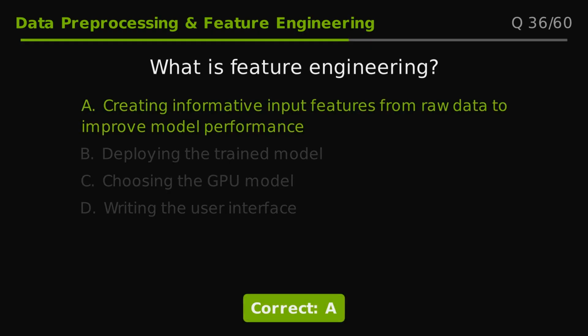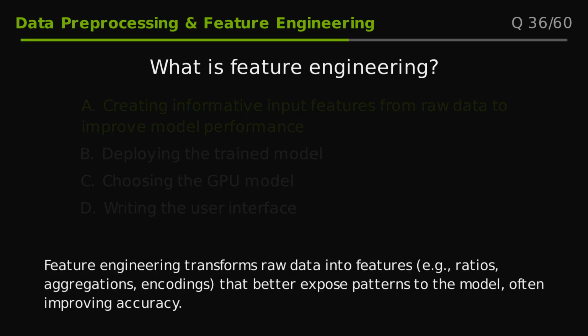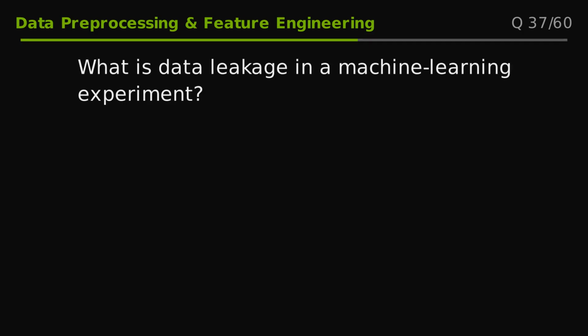The correct answer is A. Feature engineering transforms raw data into features, for example, ratios, aggregations, encodings that better expose patterns to the model, often improving accuracy. Question 37. What is data leakage in a machine learning experiment?